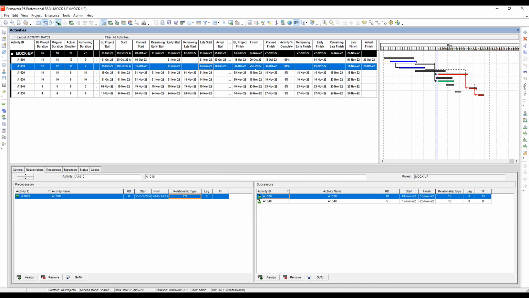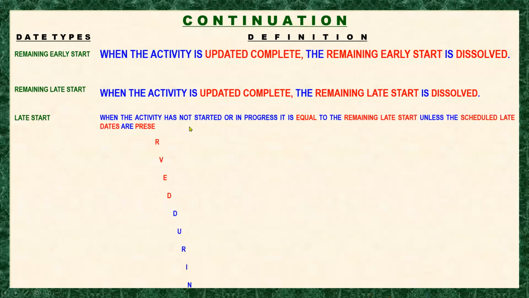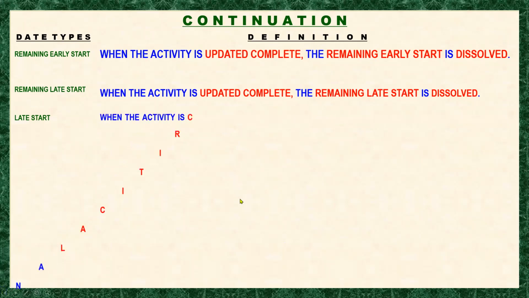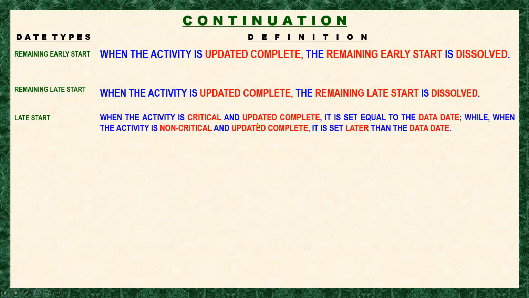Okay, so let's move. Okay, our assessment is when the activity has not started or in progress, it is equal to the remaining late start, unless the scheduled late dates are preserved during leveling, and we will be taking up this later. And when the activity is critical and updated complete, it is set equal to the data date. While when the activity is non-critical and updated complete, it is set later than the data date.